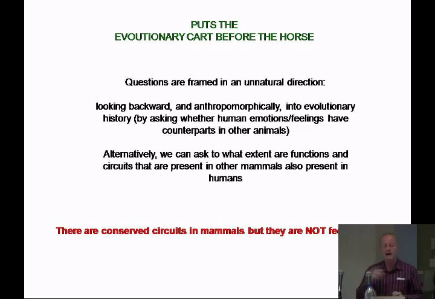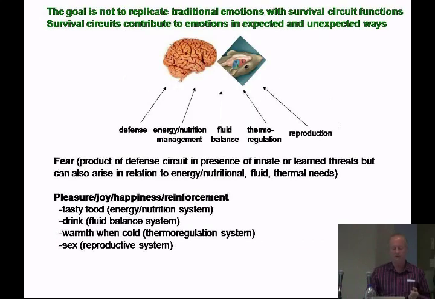It's looking backwards and anthropomorphically into evolutionary history by asking whether human emotions, feelings, have counterparts in animals, when what we should be asking is, to what extent are functions and circuits that are present in other animals also present in humans? And if so, what do they contribute to our brains? So there are conserved circuits, but they're not feeling circuits. They're these survival circuits.